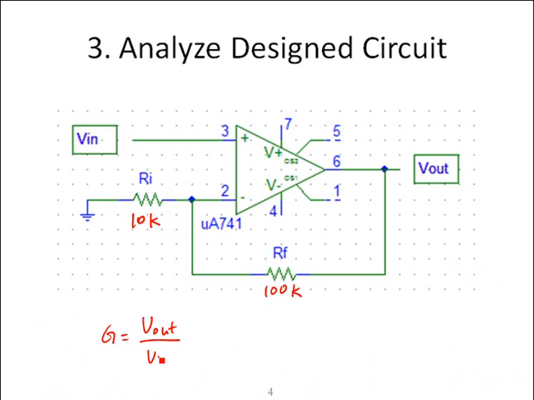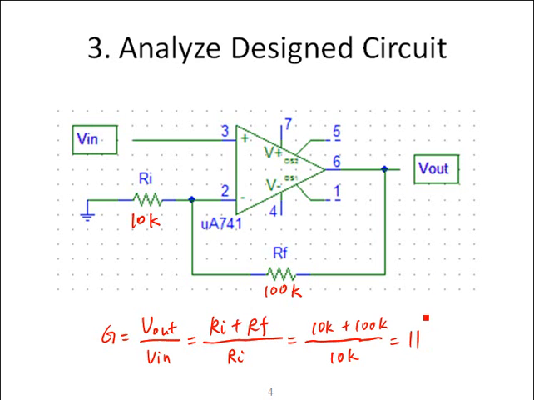So the gain is defined as Vout over Vin, which is equivalent to Ri plus Rf over Ri for non-inverting configuration. This is equal to 10K plus 100K over 10K, which is 11. This is greater than the desired circuit gain, 10. So when we have a sine wave with amplitude of 230 millivolts for the input signal, theoretically, we're going to have the output signal with the amplitude about 2.5 volt.